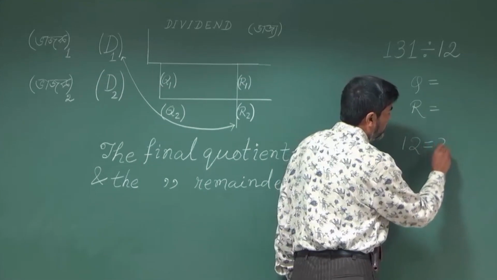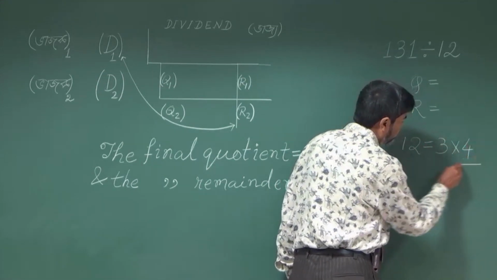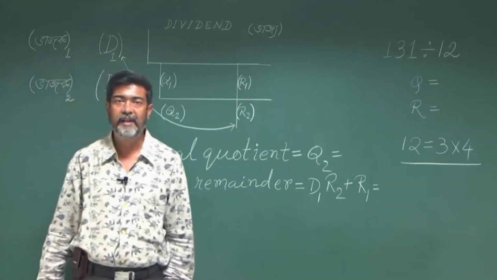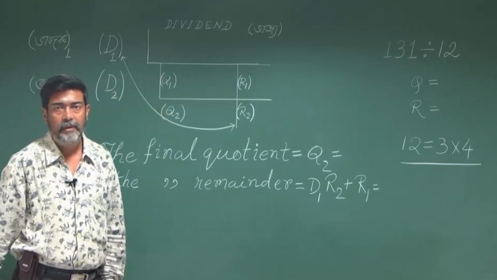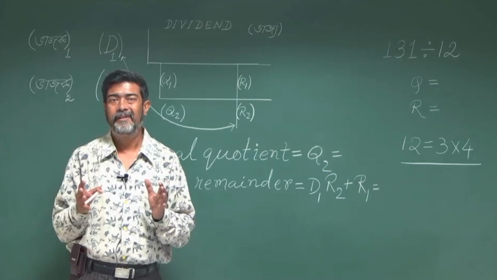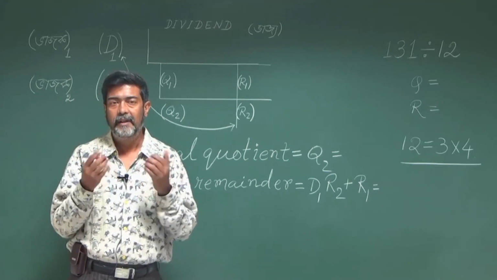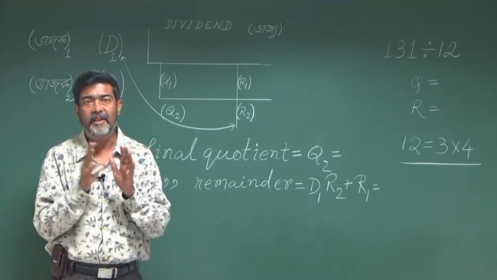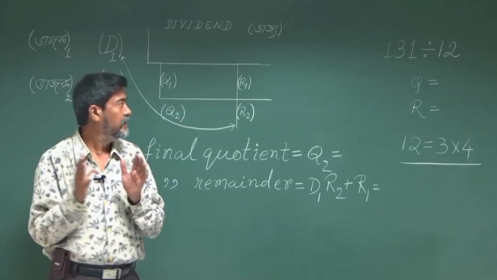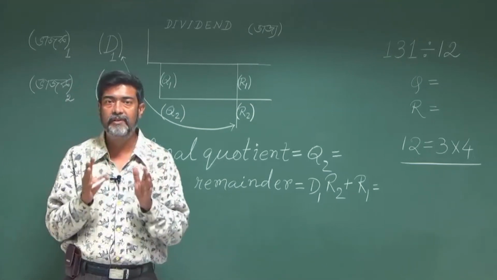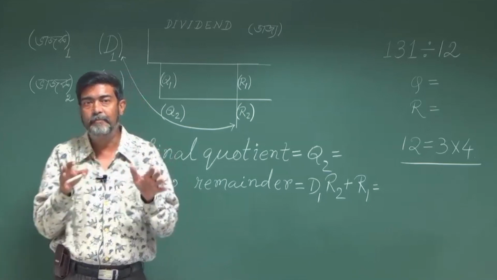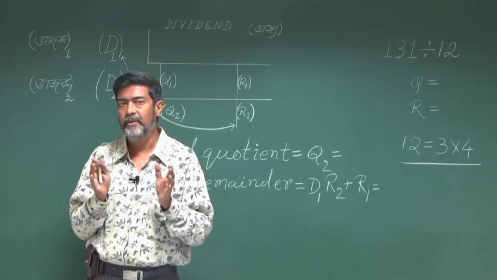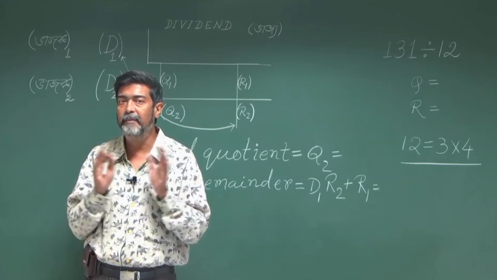into two factors. 3 into 4, we know very well that 3 into 4 will give 12 as a result. So, we divide 131 successively by 3 and then by 4. So, in succession, we do two operations. Let us divide 131 by 3 first, and then the quotient thus obtained will have to be divided by 4. Then, in two divisions, we will have two quotients and two remainders.